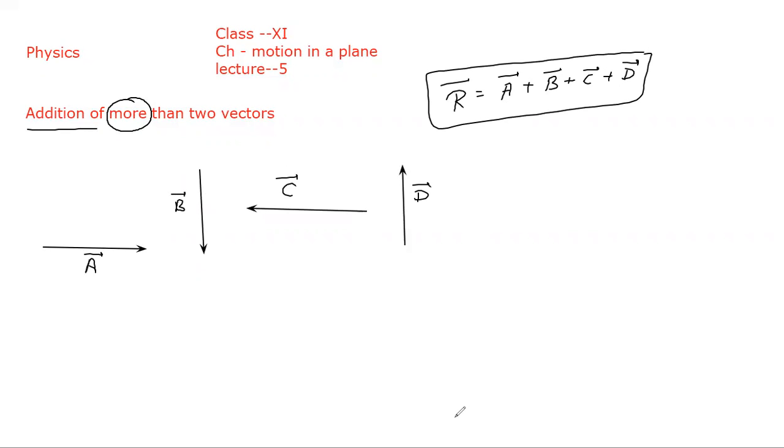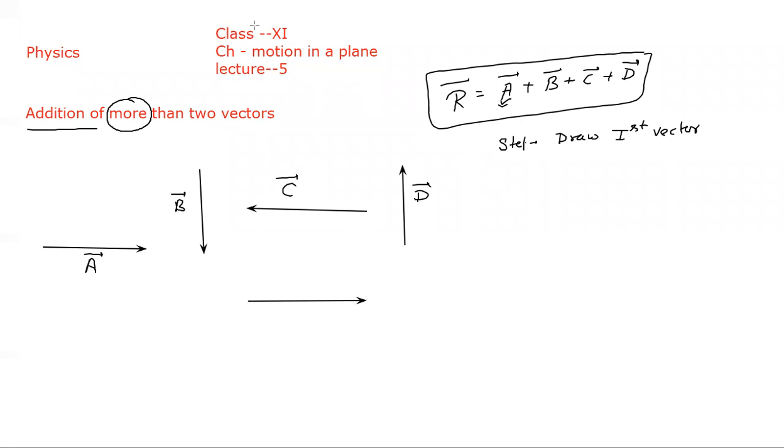First of all, step one. What is step one? Draw the first vector. In this case, the first vector is the A vector. So we draw the A vector. So this is the vector A.